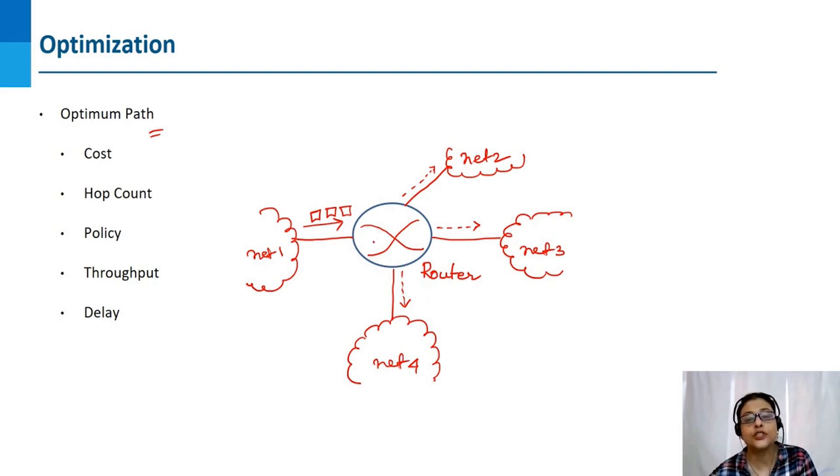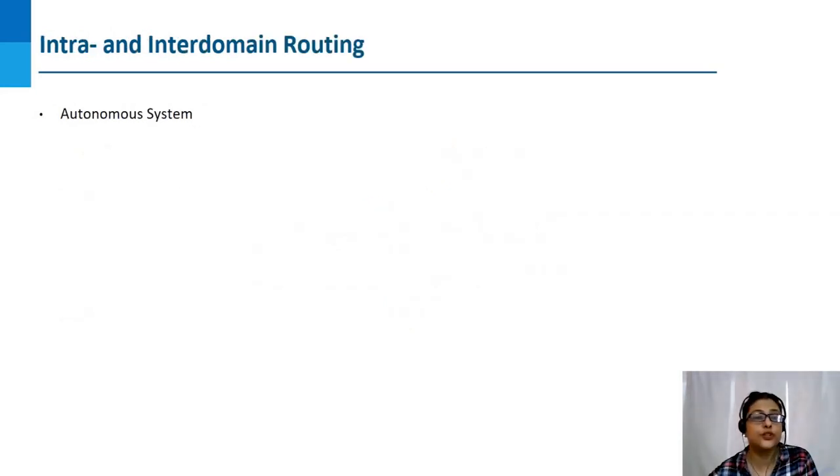Now the decision has to be taken by the router as per the metric of either cost or hop count, or the policy based on throughput or delay as to which way to route the packets from network 1. Let us now turn our attention to intra-domain as well as inter-domain routing. For that, we need to understand the concept of autonomous system.